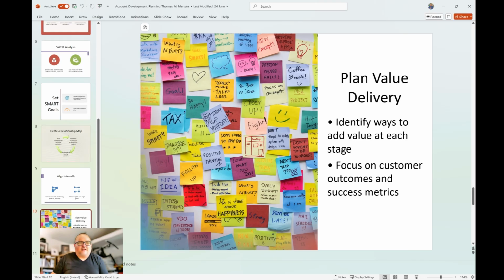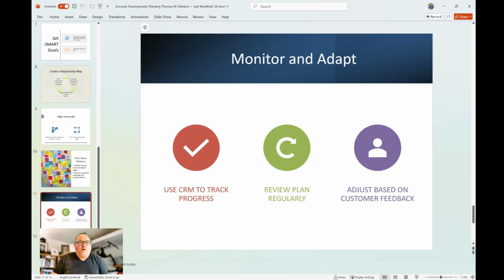On the next slide, it's about monitor and adapt. So why are we talking about this? Use CRM to check progress. As I mentioned before, in the CRM system you can put in nearly everything regarding the customer. Everyone in the team will put in information about the customer in the CRM system, and you will find everything.